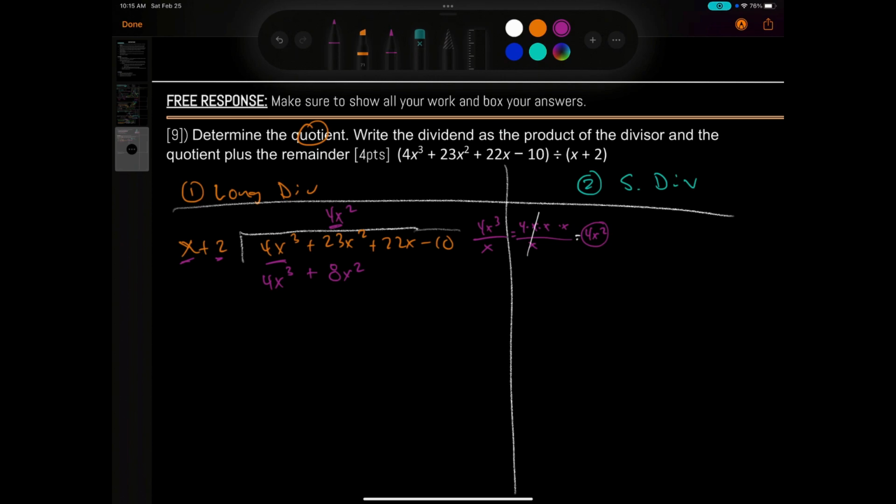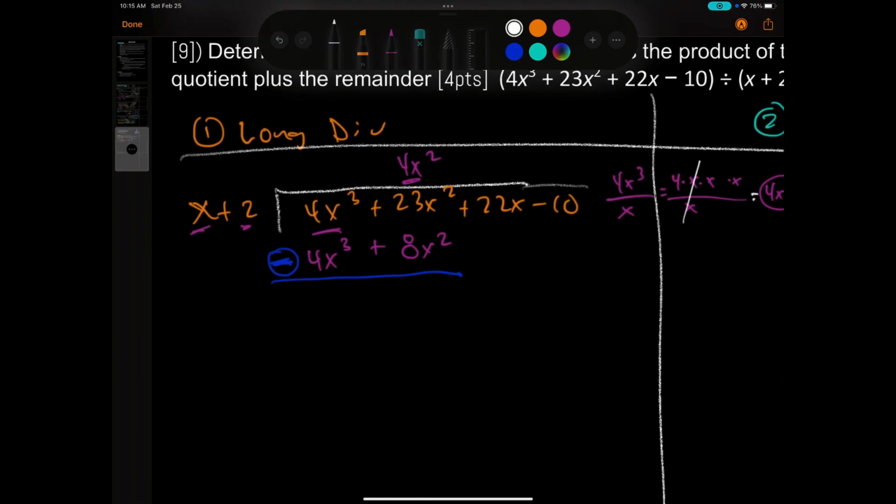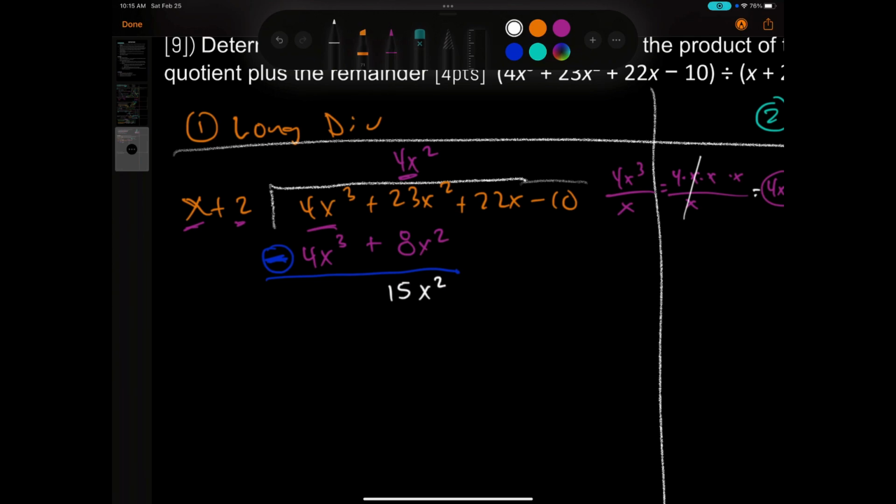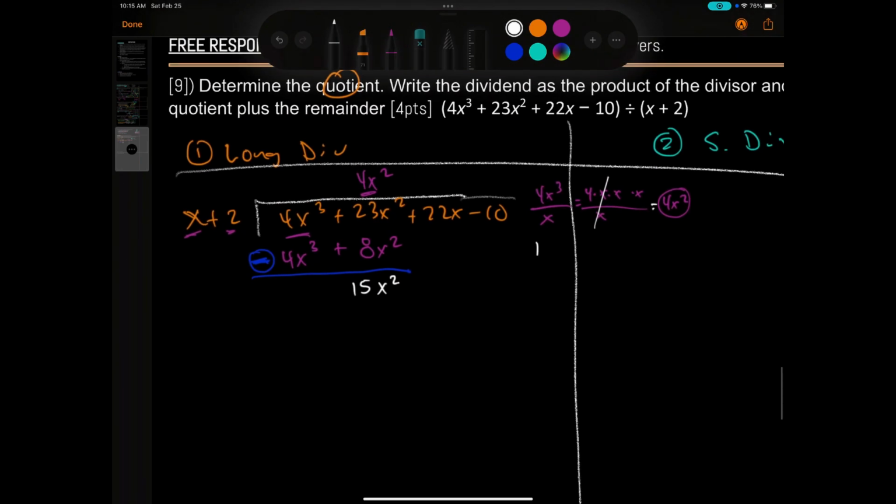All right, here's the tricky part. You're going to have to be subtracting. So if I subtract 4 minus 4, I get 0. 0x to the third, I'm not going to write down. And then 23 minus 8 is 15x squared. I'm going to take 15x squared and divide it by x. And if you do that, you realize that your answer is just 15x. And that's right, I write up here.